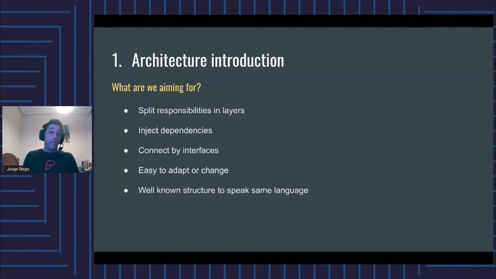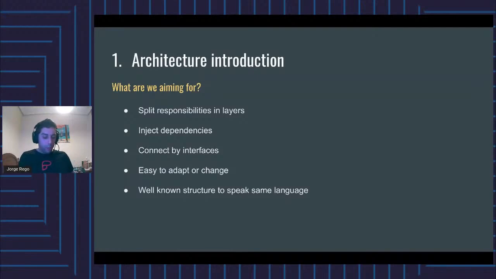We want to connect by interfaces. In order to inject dependencies, those dependencies should implement an interface, and also it will help on testing and disconnecting the different layers. We also want to make it easy to adapt or change. So we all know that implementations can change over time, so better be prepared for that. So this should be a crucial thing to include in our architecture.